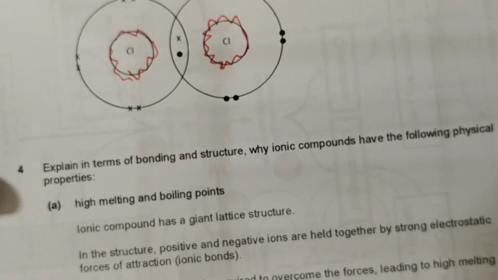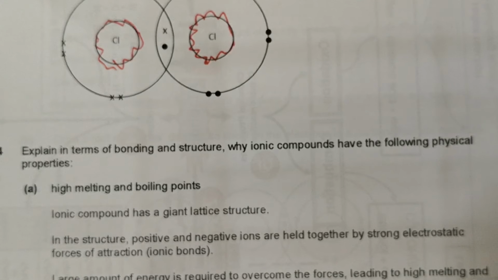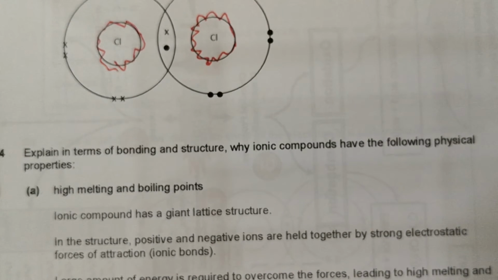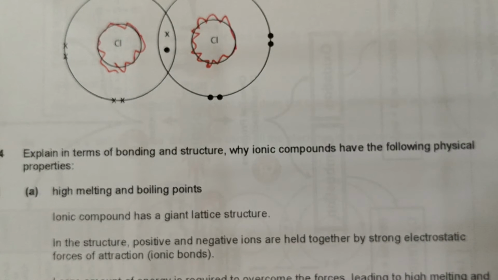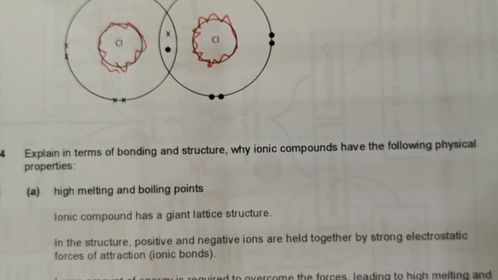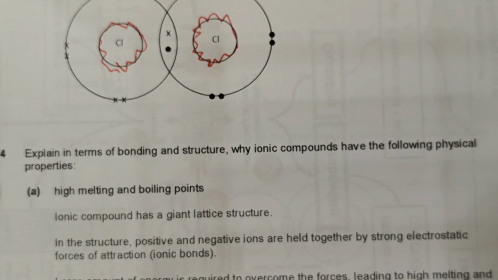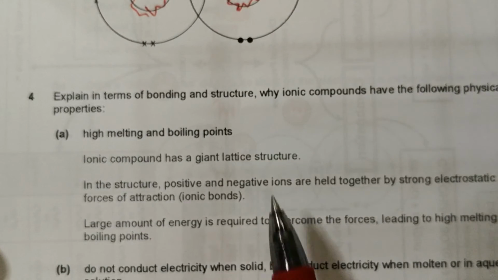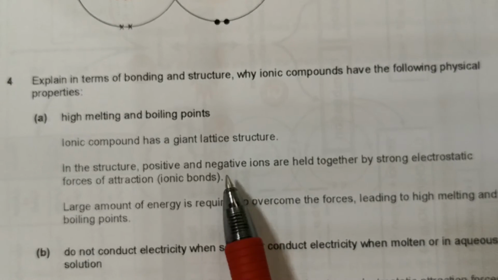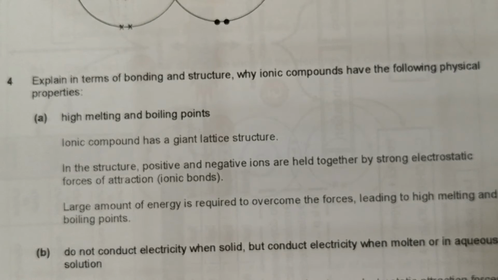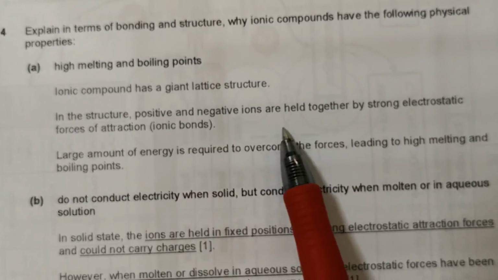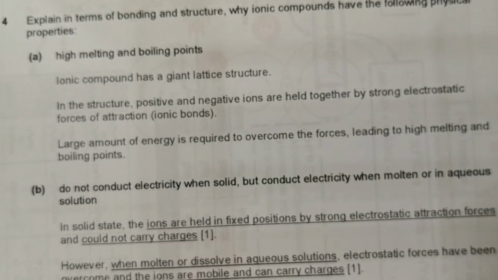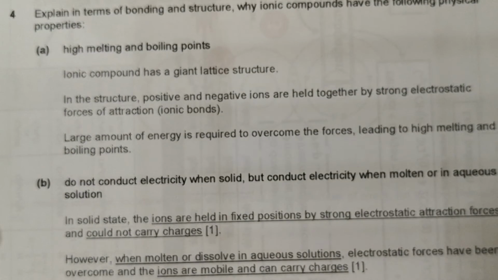Let's look at number 4. Explain in terms of bonding and structure why ionic compounds have the following physical properties: high melting and boiling point. This is actually very similar to question number 2, that is, why magnesium fluoride has a higher melting point compared to fluorine gas. When you explain this, explain the structure first: giant lattice structure. After that, explain the bonding, that means the forces in the structure. Positive and negative ions are held together by strong electrostatic forces of attraction. And lastly, you talk about the energy required to overcome the forces. This is very similar to question number 2.